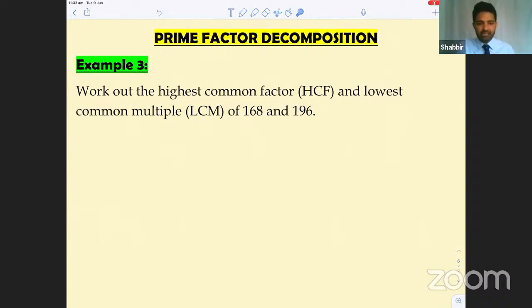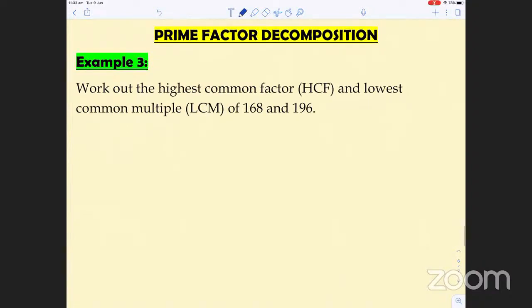Just to help the internet connection, I'm just going to switch off the camera. You'll still be able to hear me going through this example. Hopefully it'll be a better connection. So here we go. We've got to work out the highest common factor and lowest common multiple of 168, 196.